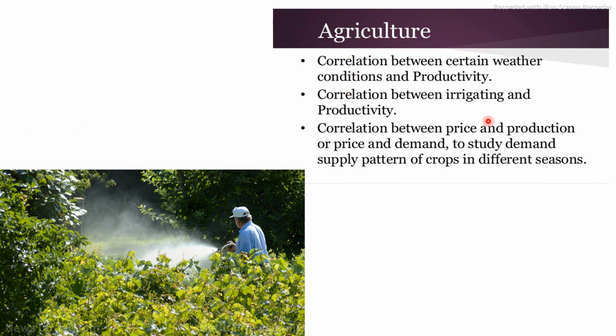Similarly, irrigating and productivity. Let's say you have a large agriculture land which you want to irrigate. If you have water available, now you want to capture the productivity of the fields which you haven't irrigated and their yield versus the fields which you have irrigated. There are different ways you can capture the correlation if you have two variables and the numbers are in quantifiable terms.